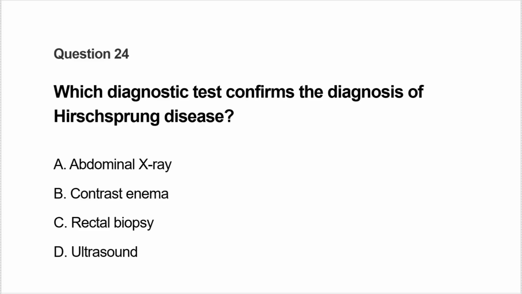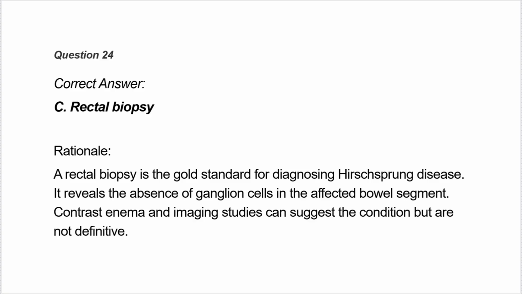Question 24. Which diagnostic test confirms the diagnosis of Hirschsprung disease? A. Abdominal X-ray. B. Contrast enema. C. Rectal biopsy. D. Ultrasound. Correct answer C. Rectal biopsy. Rationale. A rectal biopsy is the gold standard for diagnosing Hirschsprung disease. It reveals the absence of ganglion cells in the affected bowel segment. Contrast enema and imaging studies can suggest the condition but are not definitive.